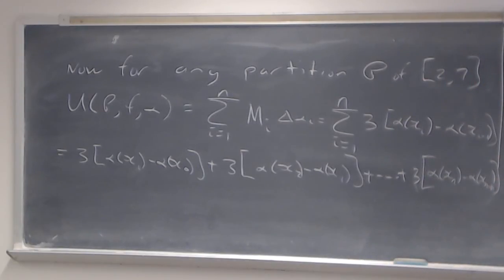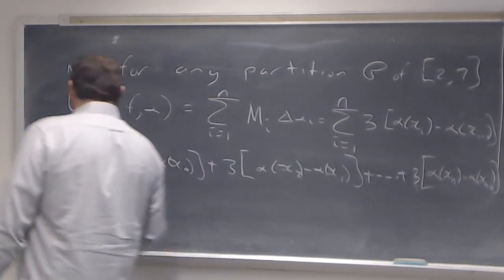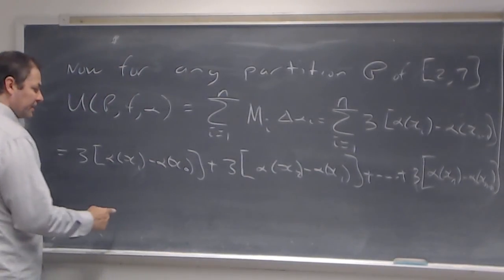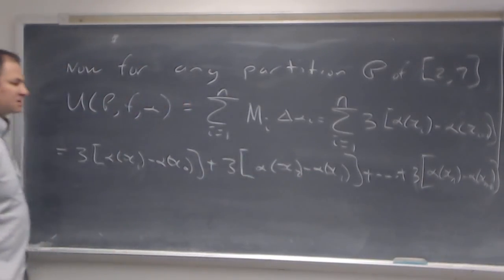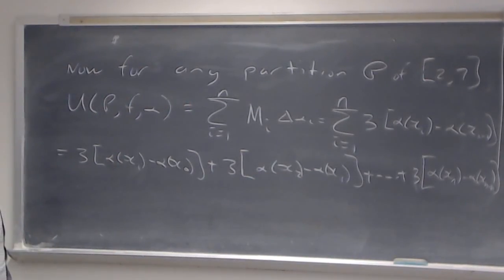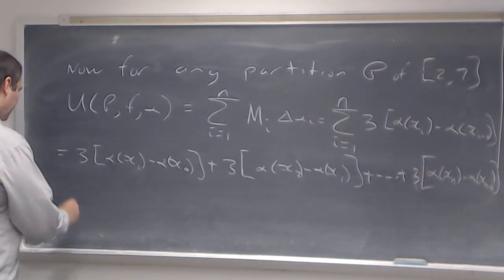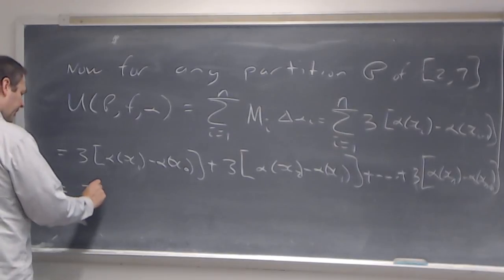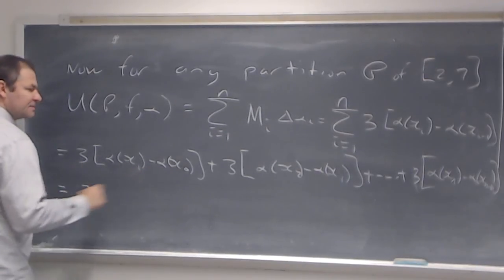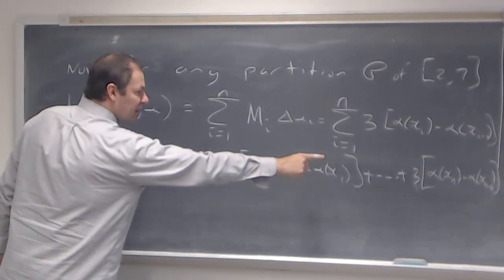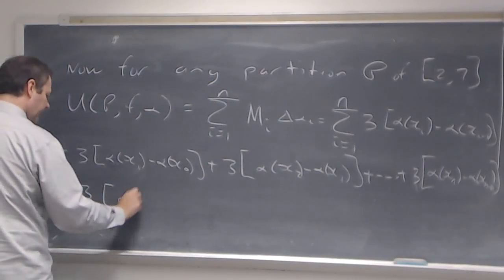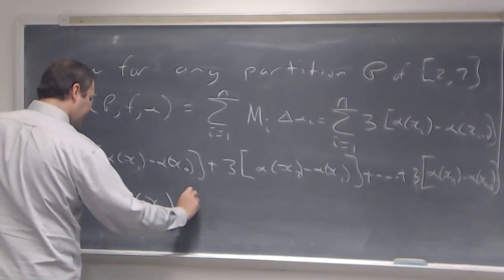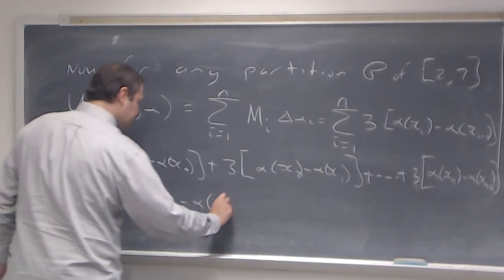Okay. And it turns out that a lot of these terms will cancel. Here's an alpha x sub 1, here's a minus alpha x sub 1 to be multiplied by the same thing, and because of that multiplication by the same thing, they will cancel. As a matter of fact, everything will cancel, except we will be left with the alpha x sub 0, which is being subtracted, and here the alpha x sub n. So it turns out to be 3 times alpha x sub n minus alpha x sub 0.